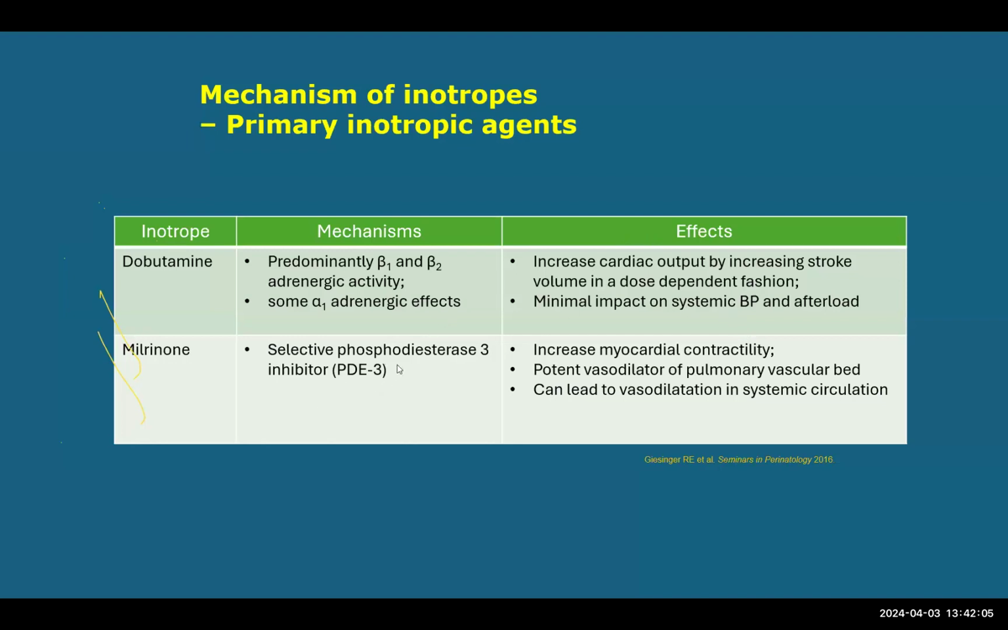Milrinone is a great drug. It is a selective phosphodiesterase-3 inhibitor that increases myocardial contractility. It will also selectively decrease the pulmonary vascular resistance, and it may have some beneficial impact on diastolic dysfunction. However, it can dramatically reduce the systemic afterload. So be very cautious if the baby has a profoundly low systemic blood pressure. Milrinone may not be a good drug because it can lead to profound vasodilatation in the systemic circulation.